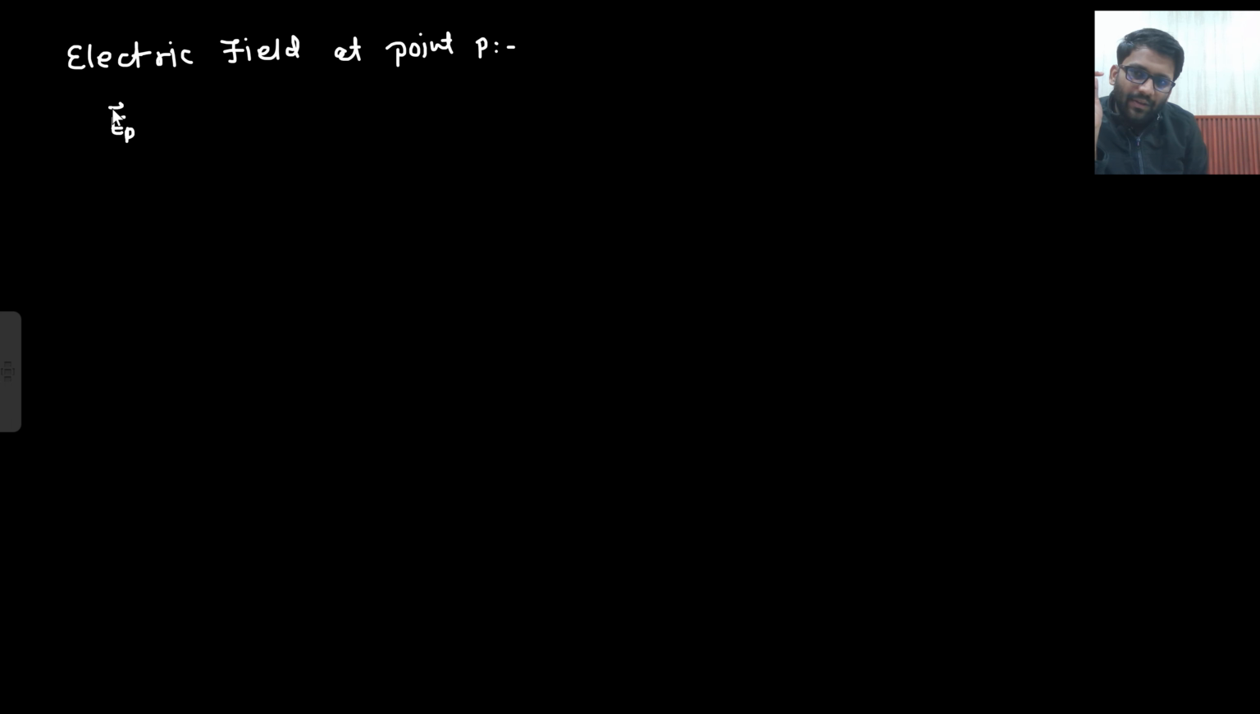Electric field at point P. That would be the electric field due to a single element at the origin, so that I am not writing down. Now my target is to write down the array factor.